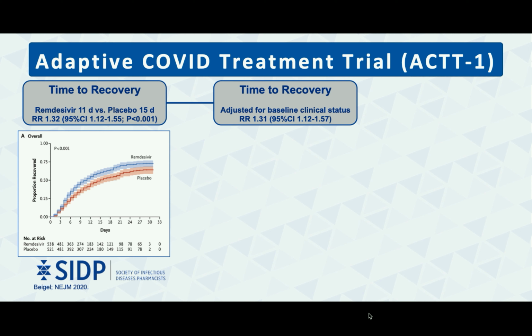Looking at the results for the primary analysis, remdesivir significantly reduced time to clinical recovery with a median time of 11 days versus 15 days for placebo, and a rate ratio for recovery of 1.32 with a 95% confidence interval of 1.12 to 1.55. Additionally, the analysis adjusted for baseline clinical status demonstrated nearly identical results with a rate ratio of 1.31. Below you can see the Kaplan-Meier curves for this analysis, which shows visible separation between the two arms that appears to begin within the first week of therapy and persists throughout the follow-up interval.